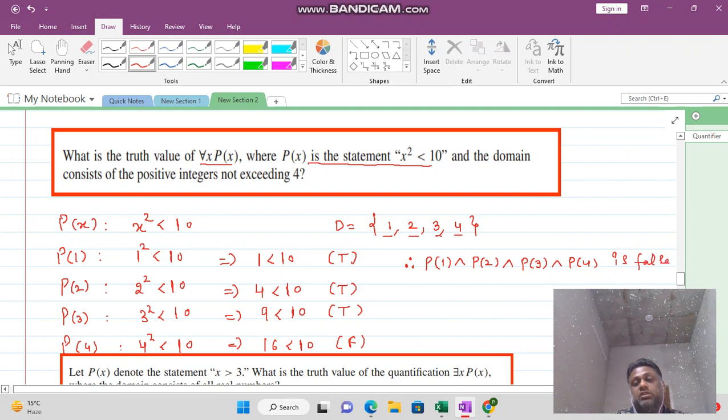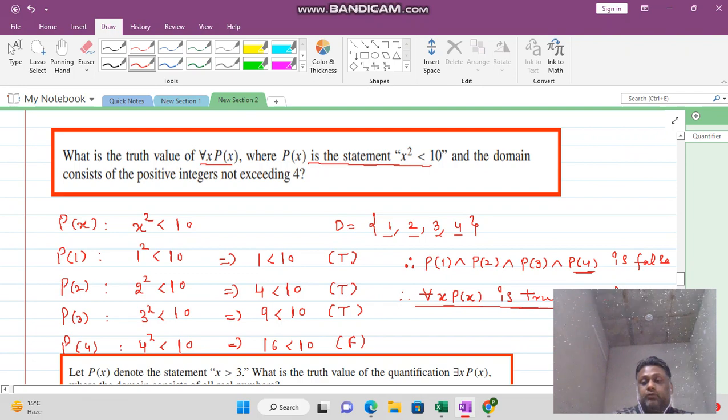Why is it false? Because this statement is false, and in case of conjunction we know that the result is true only if all the values are true. But in this case, one is false. So therefore the truth value of "for all x, P(x) is true" is false. This truth value is actually a false statement.